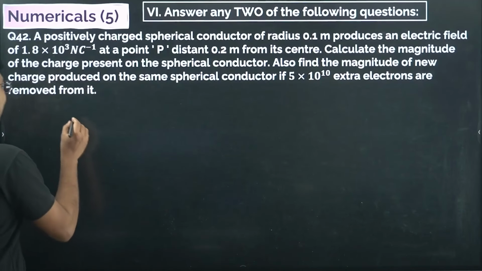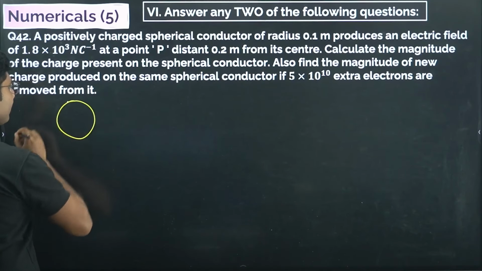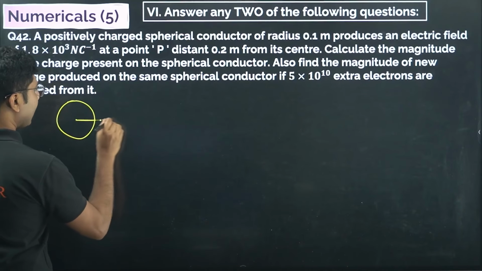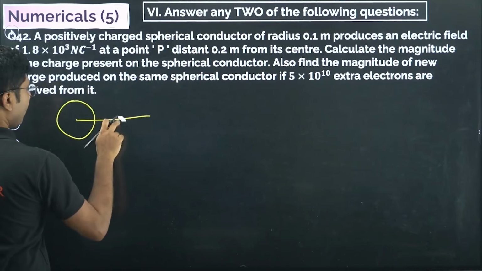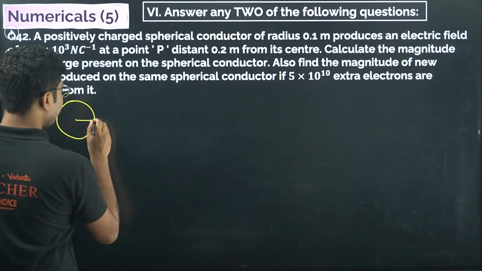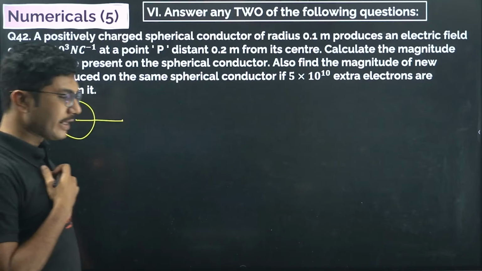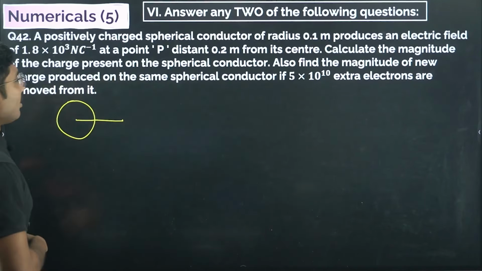First stage, let us understand what is happening. We have a spherical conductor of 0.1 meter radius, and we are trying to find the electric field at a distance of 0.2 meter. Okay, that is a point outside the spherical conductor.